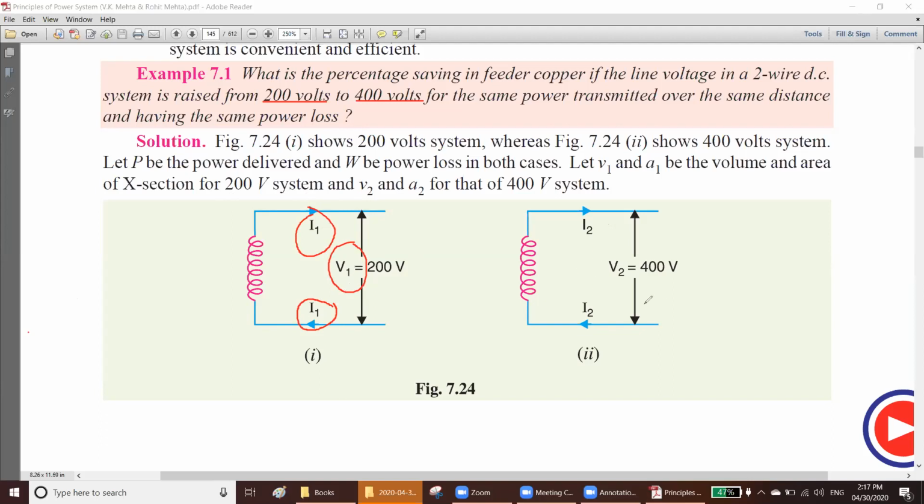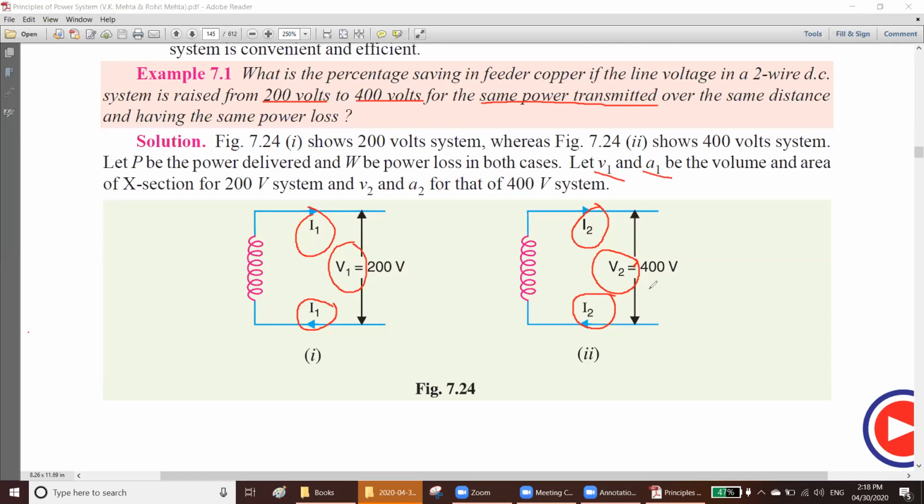Second one, when we increase the voltage, that becomes V2 and I2. Because you have to understand, if you increase the voltage, your current becomes smaller, since they have said the same power is transmitted. That means your power remains same, so if you increase the voltage, your current will decrease. So for the 200 volt system, your current is I1, your power is P, your voltage is V1, your cross-sectional area is A1, and your volume is v1, right?